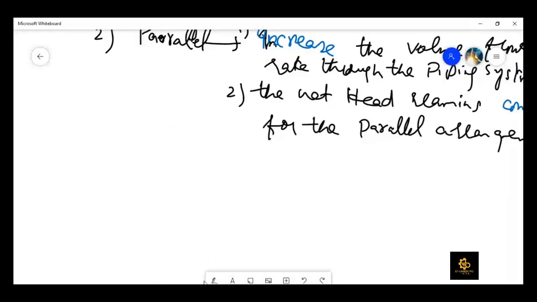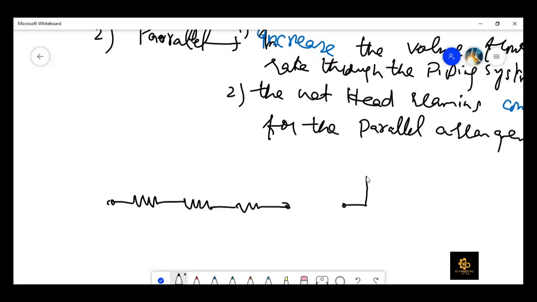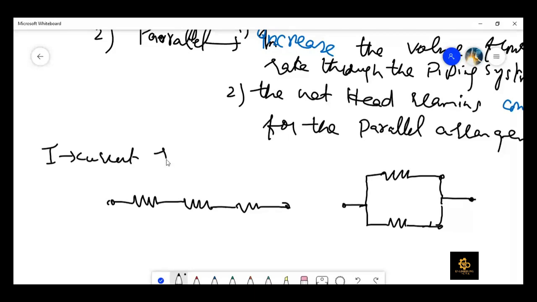So in electric circuit, we have got two arrangements. One is if we arrange the resistances in series, and one is when we have got the arrangement in parallel, right? So these are the two arrangements, and both have got their own characteristics, right? So in the series case, the current remains the same. If we represent current by I, I remains the same.